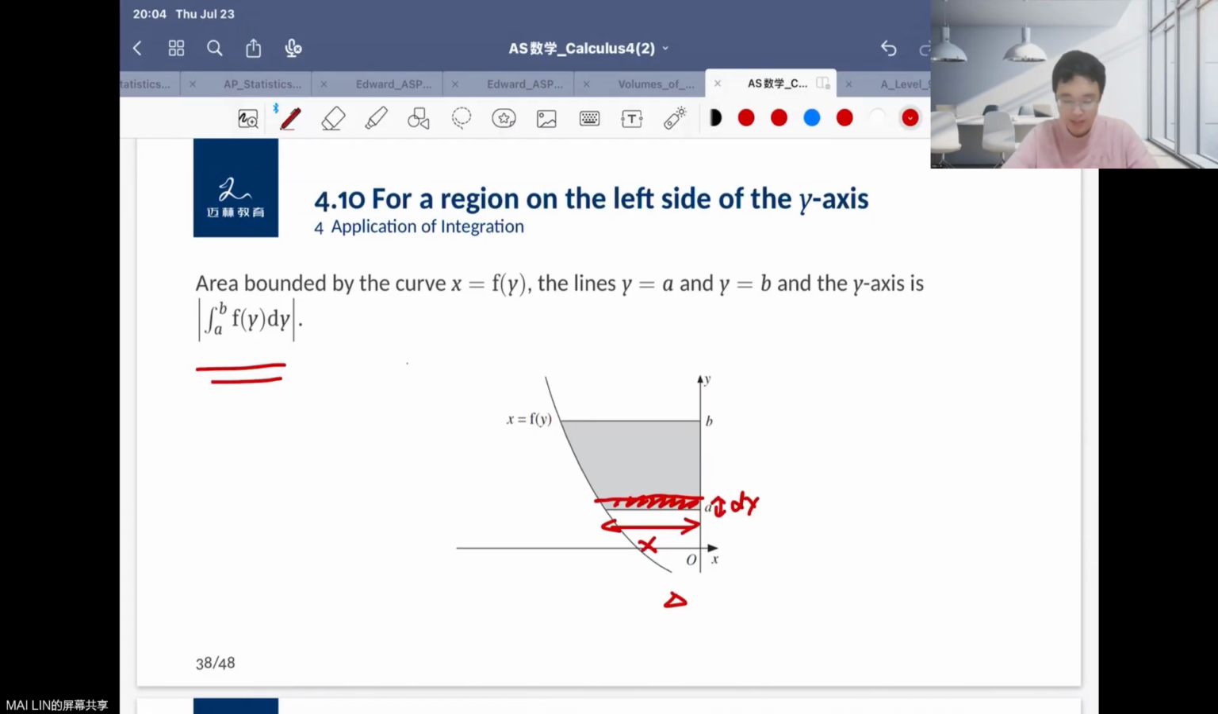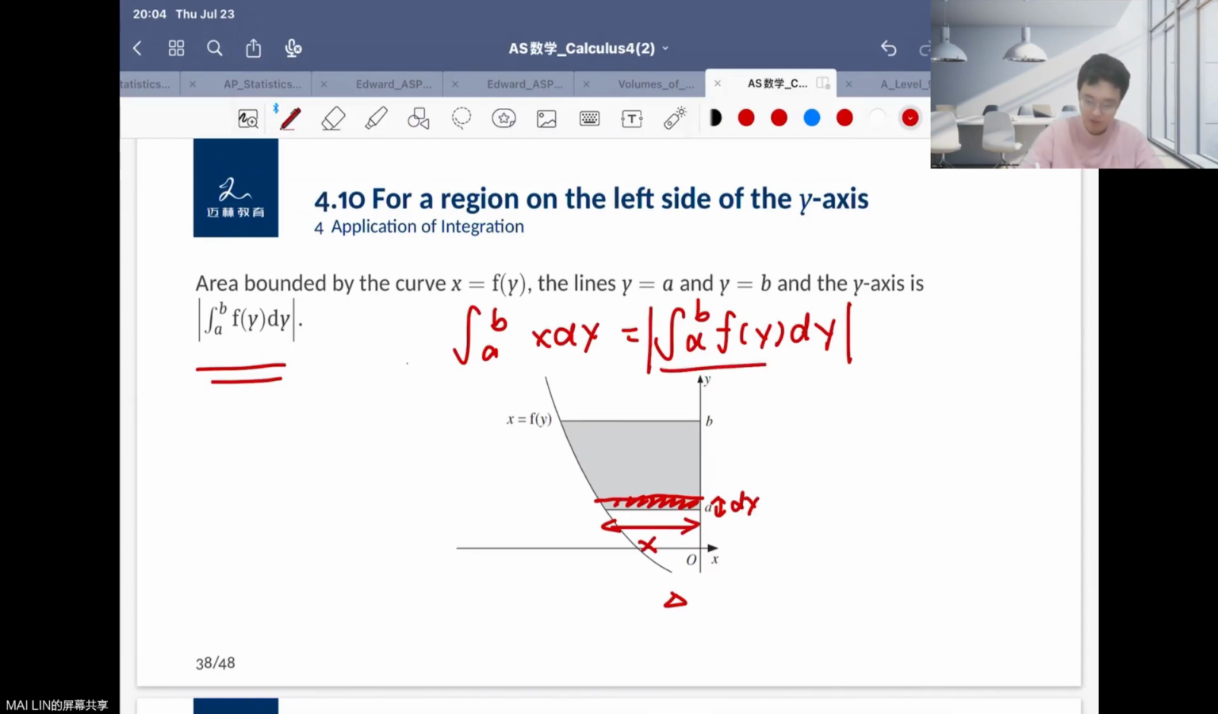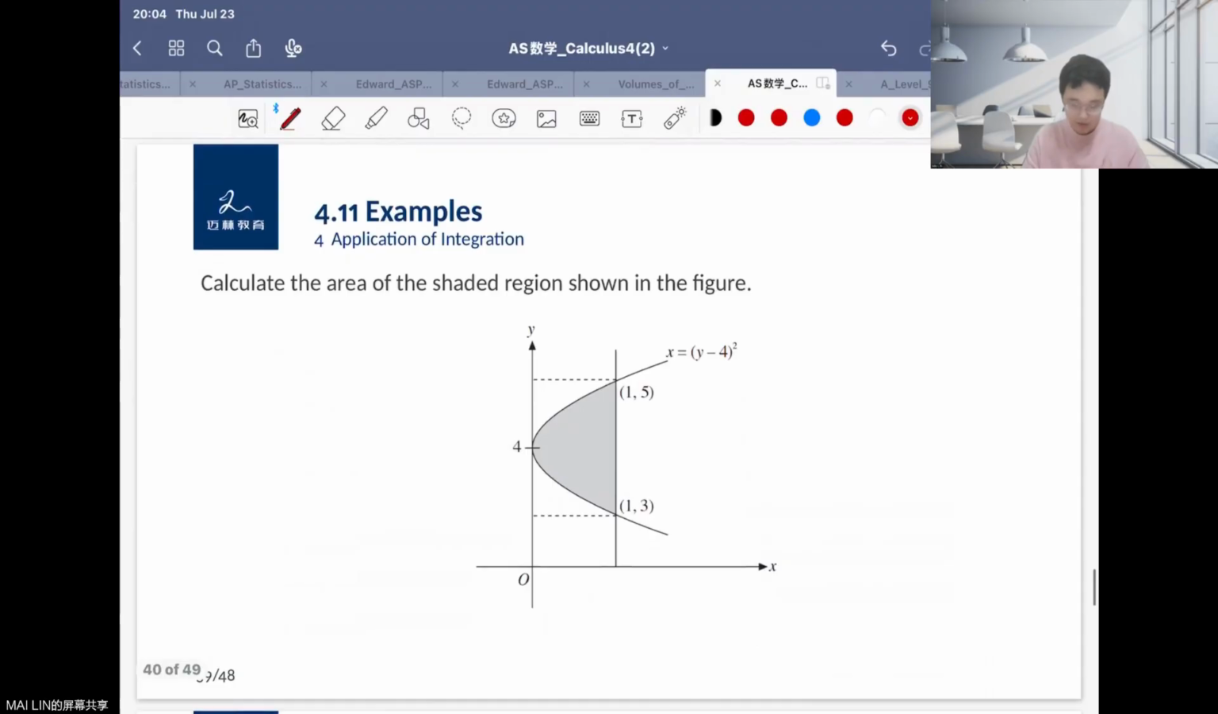Here we can say the integral from a to b of x dy is exactly our area, but x can also be considered as f(y). So it becomes the integral from a to b of f(y) dy. That is it. For this you can add a modulus, and then calculate what exactly the value is. Let's have an example.